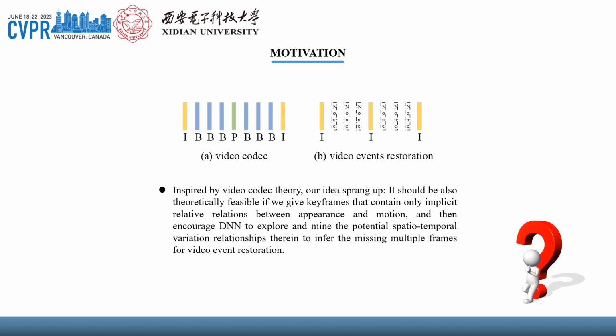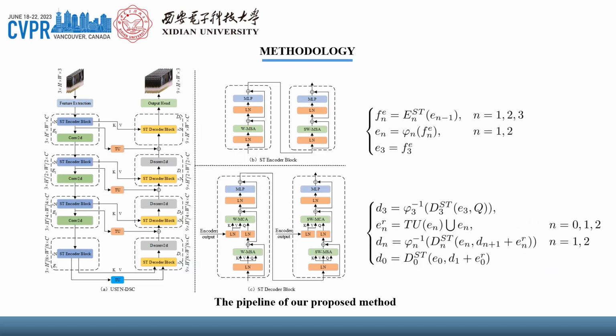Inspired by this process, our idea sprang up: it should also be theoretically feasible if we give keyframes that contain only implicit relative relations between appearance and motion, and then encourage the DNN to explore and mine the potential spatiotemporal variation relationships therein to infer the missing multiple frames for video event restoration. To implement the keyframe-based video restoration task, we propose a novel U-shaped Swin transformer network with dual skip connections called UST&DSC for video event restoration based on keyframes.